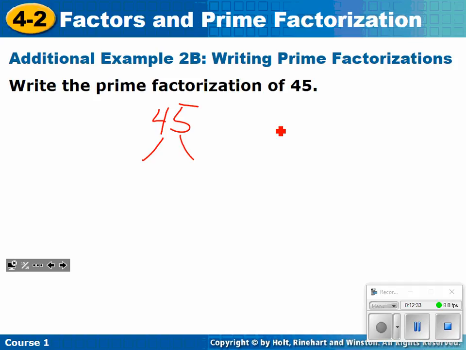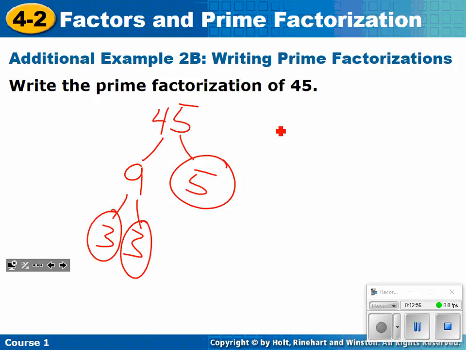What are two numbers multiplied together to get 45? 9 and 5. Are either one of those numbers prime? The 5 is prime, so we circle it. Okay? Then, 9 is not prime. What do we multiply together to get 9? 3 and 3. Both of those are prime, so we circle them.